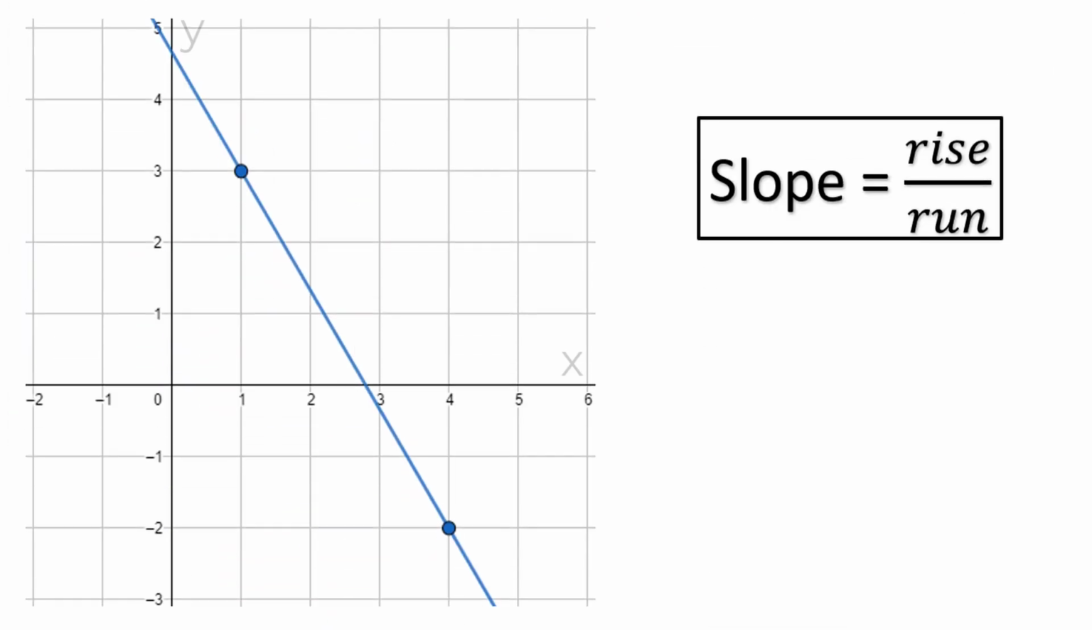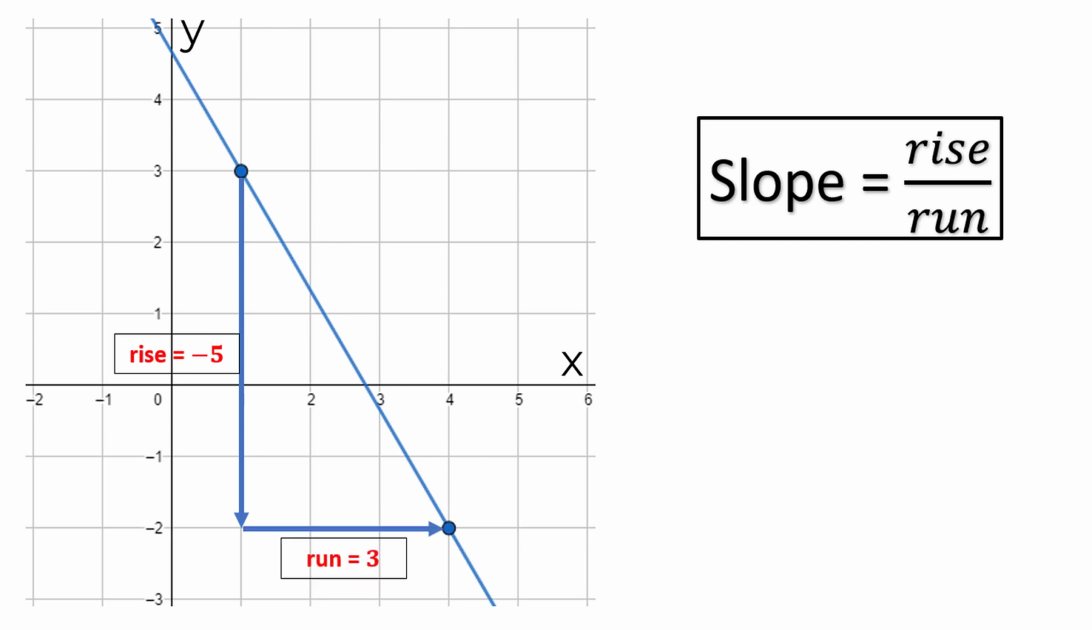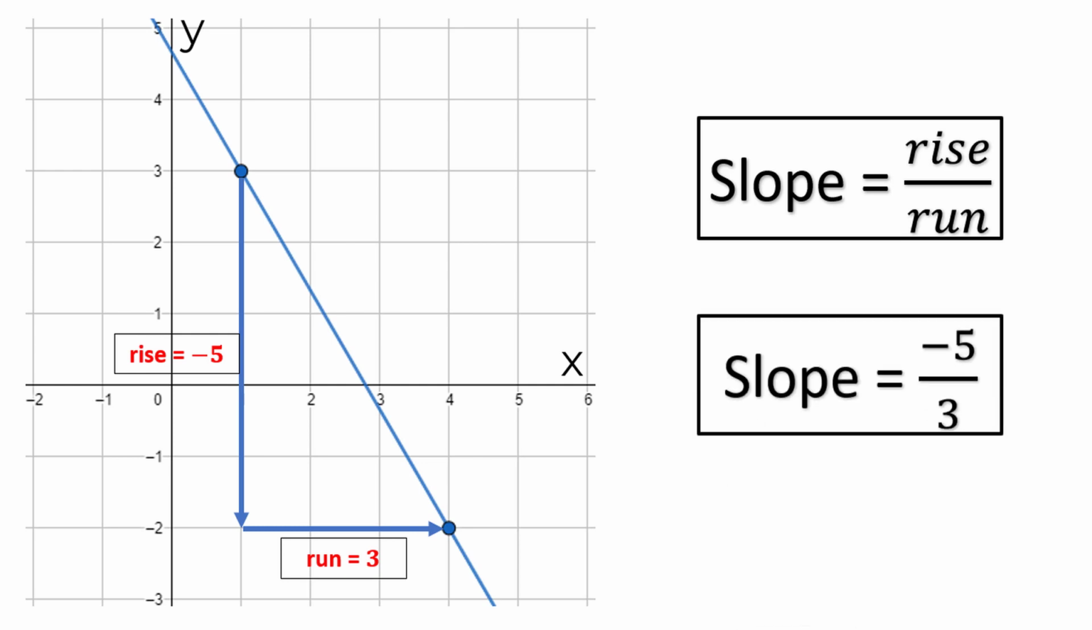Here's another example. We know the slope must be negative as the line moves downward from left to right. Starting at the leftmost point, we must move down 5 units to be level with the second point, so our rise is negative 5. Then we must move 3 units to the right to reach the second point. Therefore, our run is 3. Altogether, our slope is negative 5 over 3.